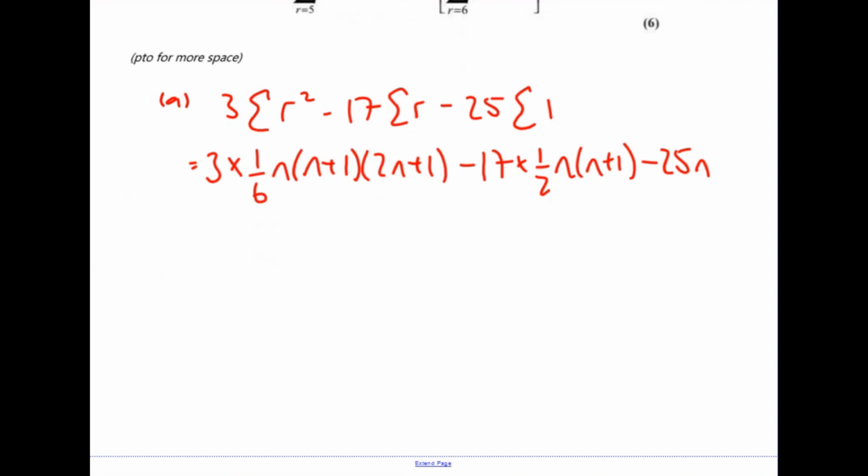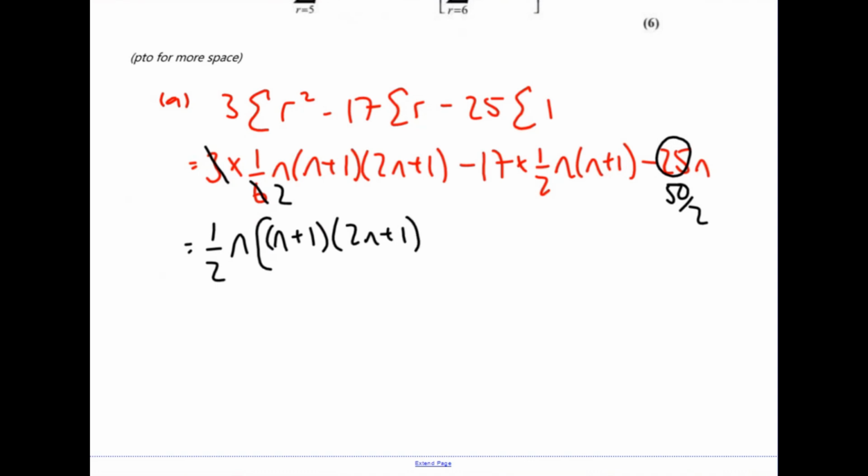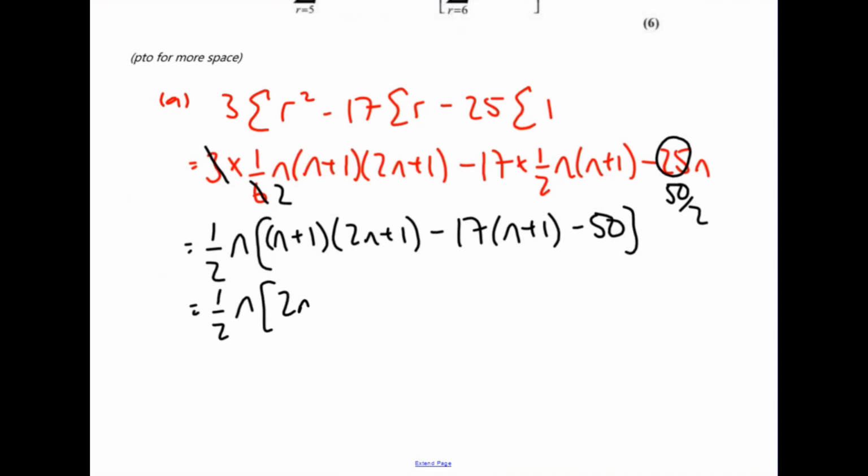I'm going to make all the fractions over 2, which works quite nicely. So this already cancels to a half for the first one, but 17 over 2 for this one, and the 25 we're going to write as 50 over 2. Then I can factorize out the half, I can factorize out the n that these have in common, and that's it. Everything else needs to go in this square bracket. So I've got n plus 1, 2n plus 1 from the first term, I've got 17 and n plus 1 from the second term, and I've got minus 50 from the last term. Expanding out that square bracket: 2n squared plus 3n plus 1, minus 17n minus 17 minus 50.